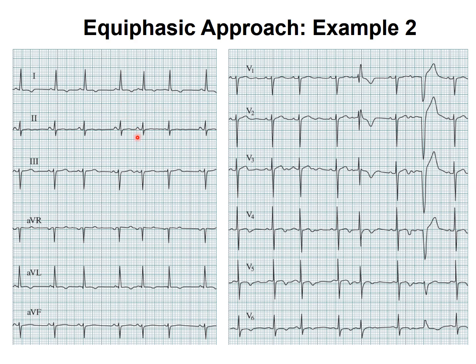In another tracing, let's choose the most equiphasic lead. 1, 2, 3, up to the AVF. Lead number 2 is the most equiphasic one.